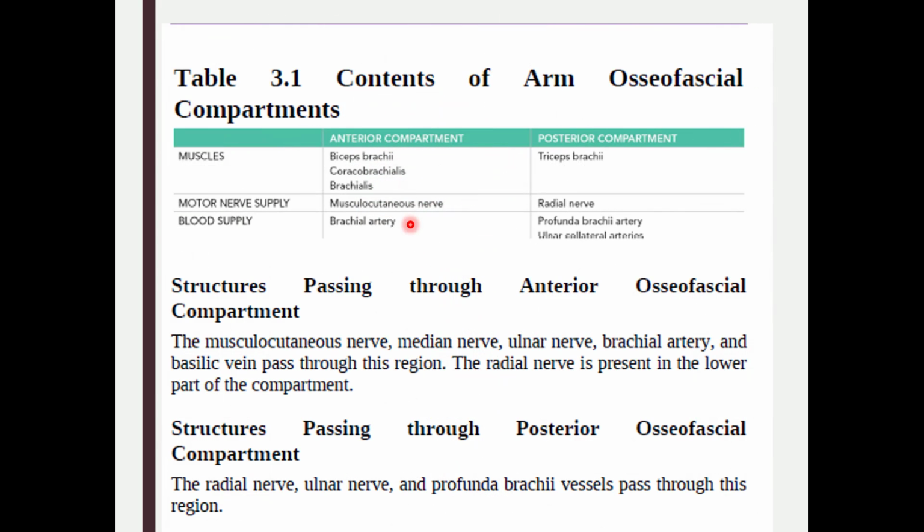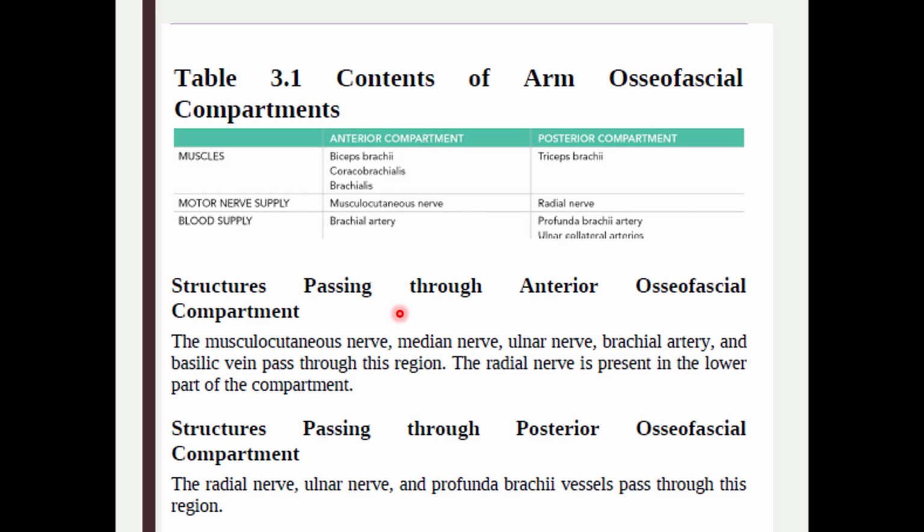First of all, we will see which muscles are present in the anterior compartment. They are biceps brachii, coracobrachialis and the brachialis muscle. See here again, three muscles are present in the anterior compartment. Number one is biceps brachii, number two is coracobrachialis, and number three is brachialis. And the musculocutaneous nerve supplies all these three muscles. And the brachial artery is present here in the anterior compartment and it supplies all these three muscles.